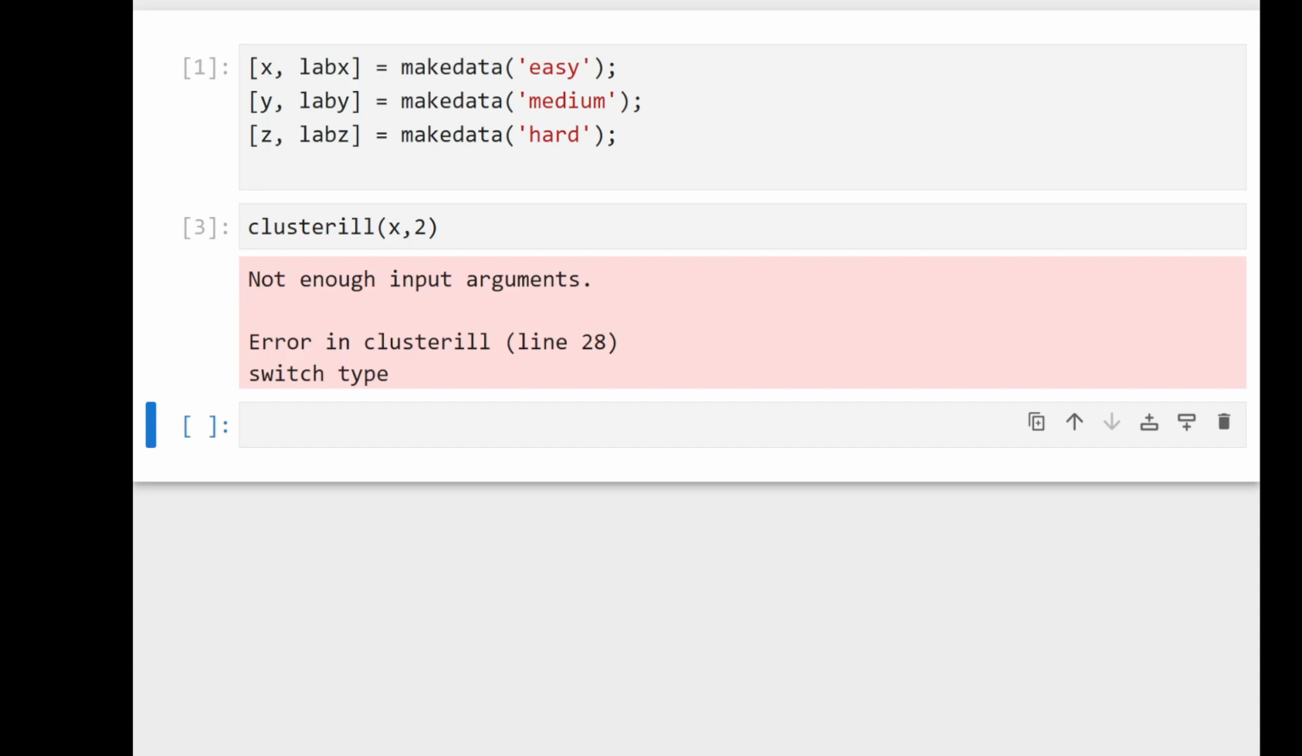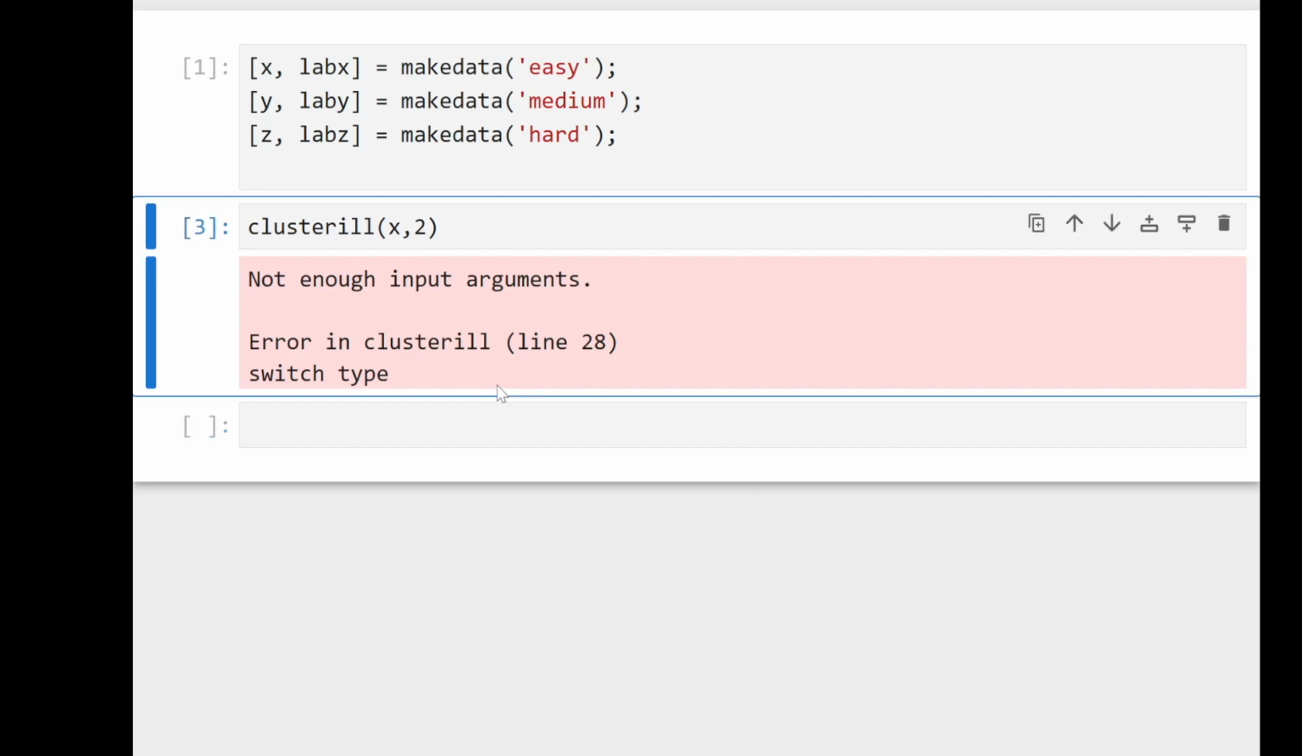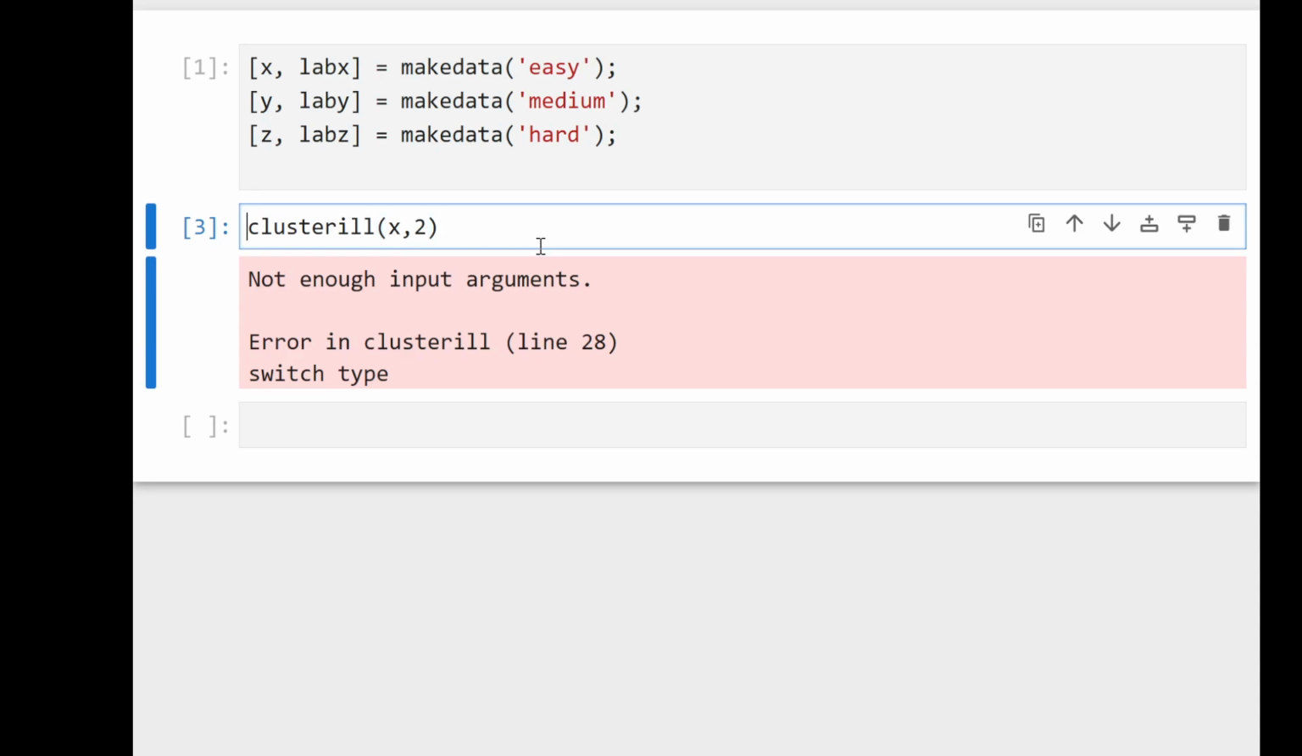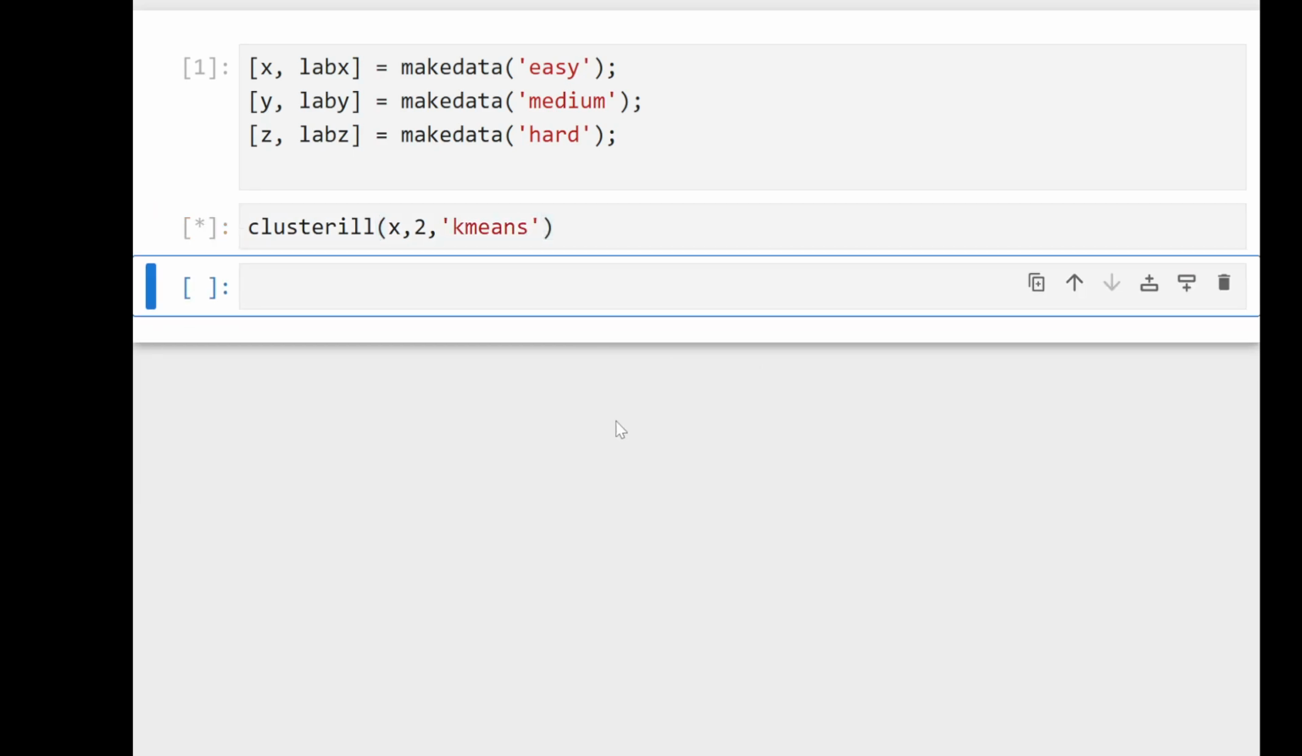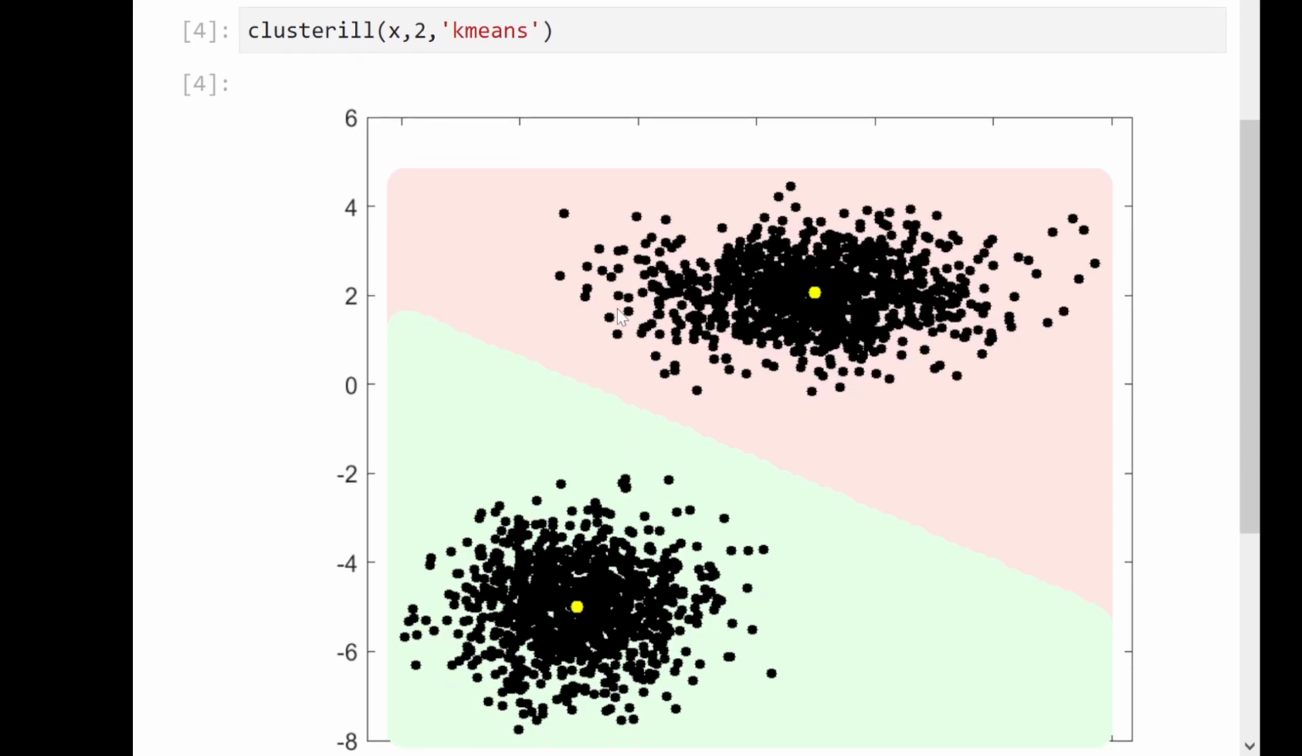So, oh yes, I need to supply what kind of function. This cluster ill is an illustrative function that does not exist in MATLAB that I wrote myself. But you can write your own wrapper around it, right? So here's kind of the easiest case of clustering, right?